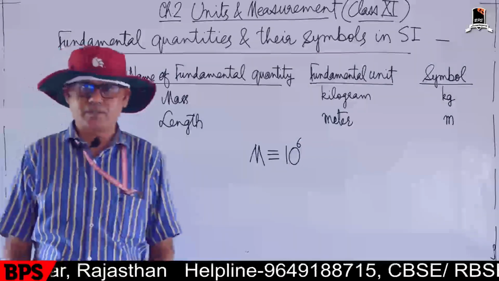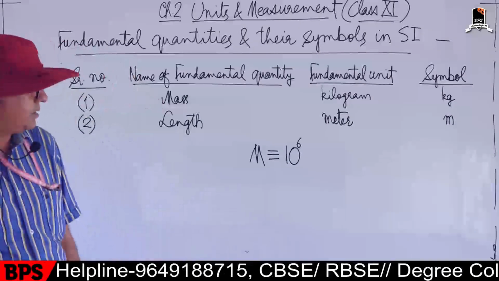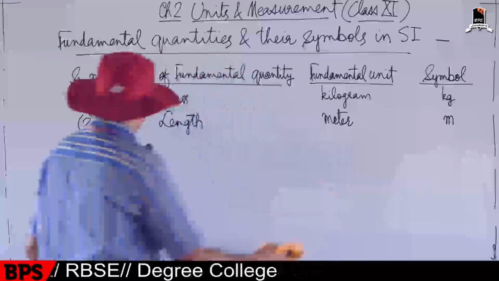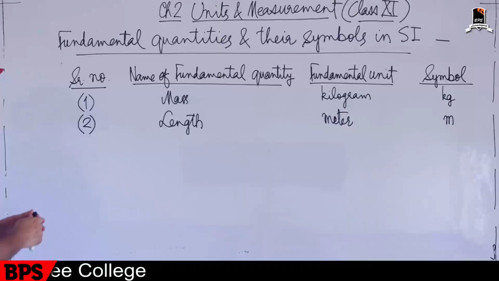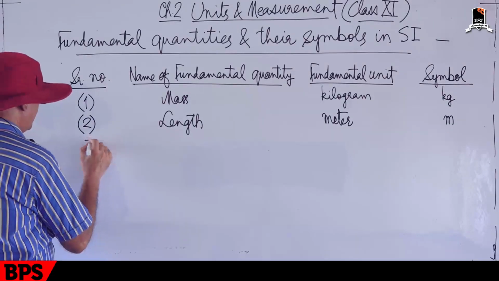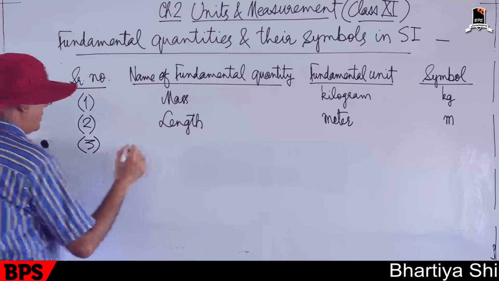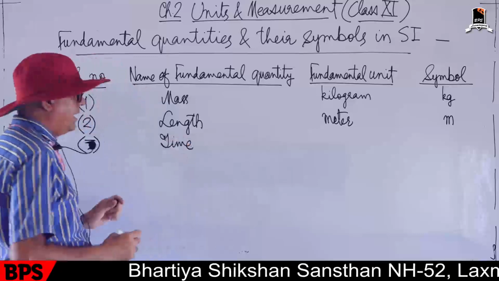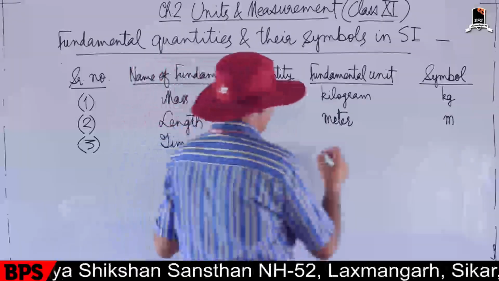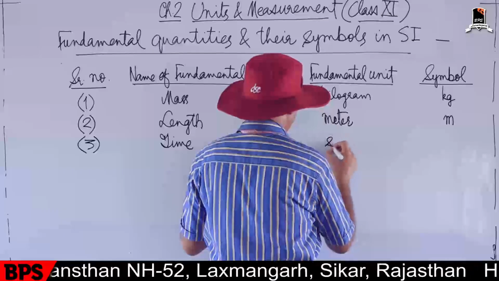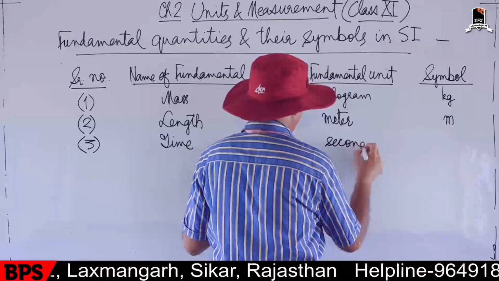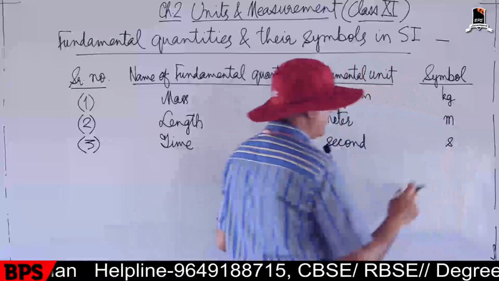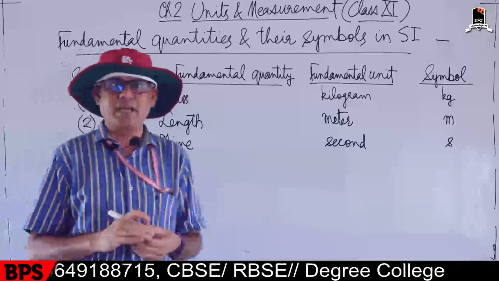It is a prefix. Getting it? So the second fundamental quantity is meter. Third fundamental quantity is called time, and its fundamental unit is named as second, SECOND, and its symbol is again in small case letters, and it is simply s.